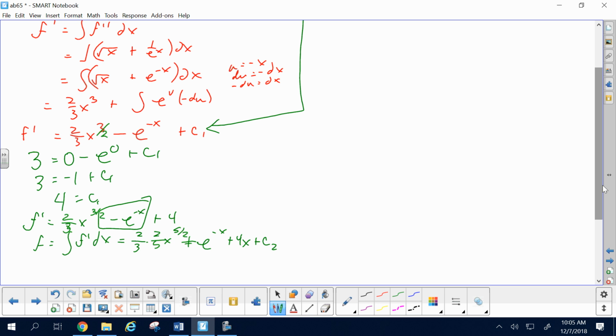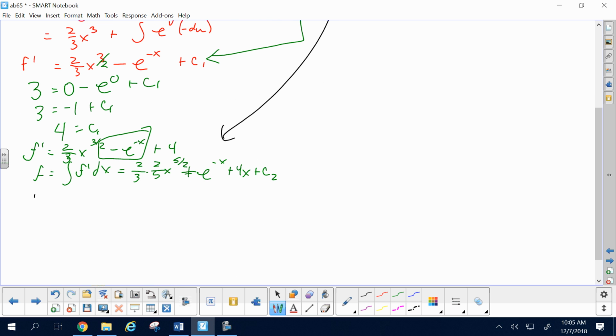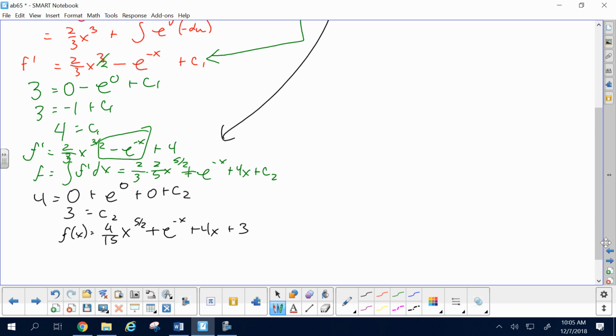Using that initial condition, f at 0 equals 4 allows me to find C2. 0 plus e to the 0 plus 0 plus C2. C2 is 3. Therefore, f of x is 4/15 x to the 5/2 plus e to the negative x plus 4x plus 3. Okay? Does that make sense?